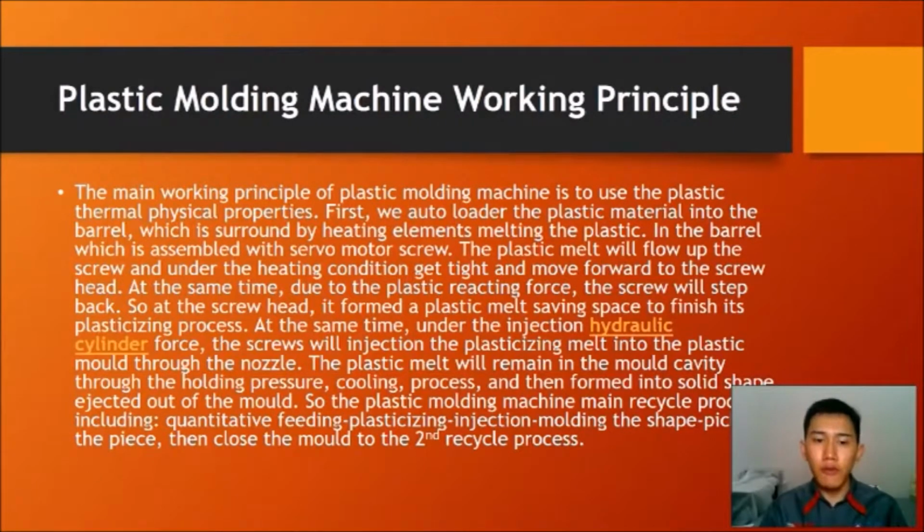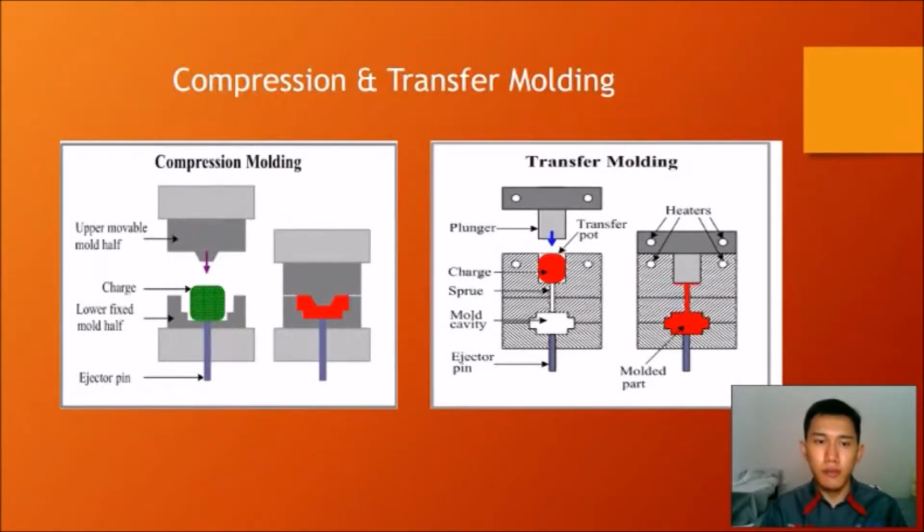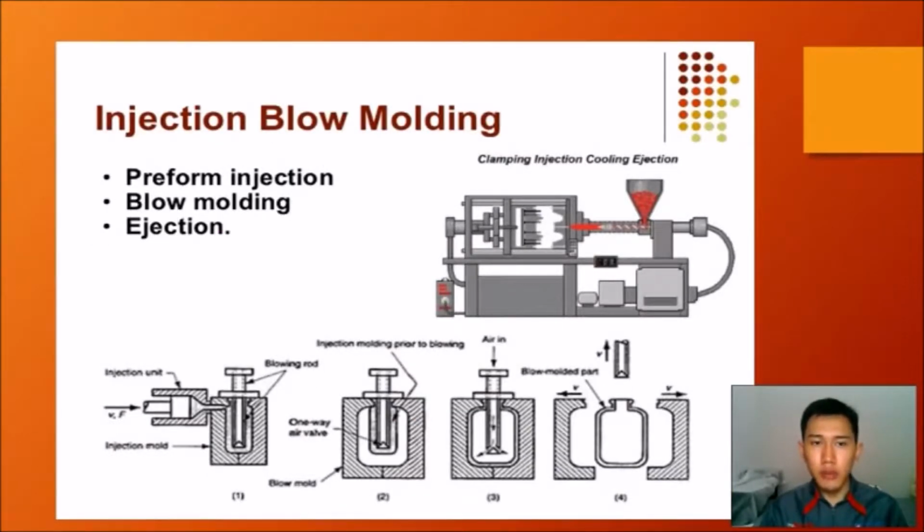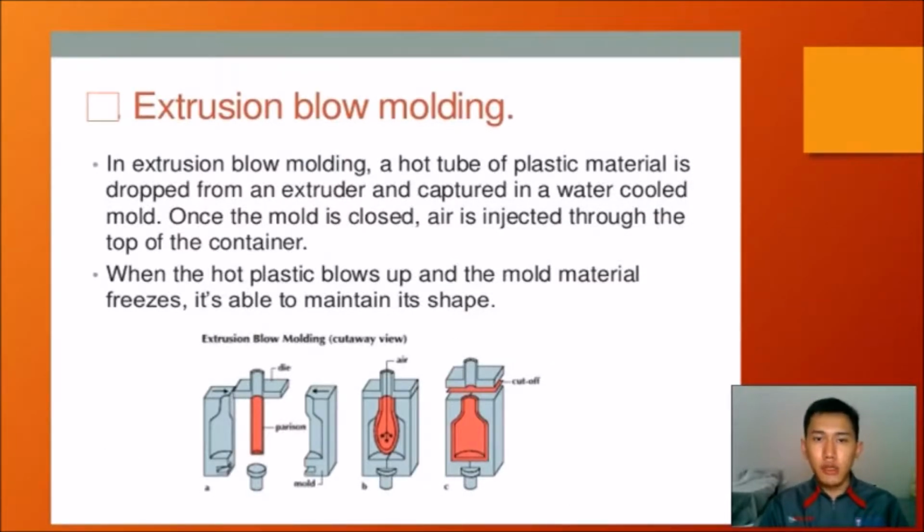At the same time, under the injection hydraulic cylinder force, the screw will inject the plasticizing melt into the plastic mold through the nozzle. The plastic melt will remain in the mold cavity through the holding pressure and cooling process, and then form into a solid shape and be ejected out of the mold. So the plastic molding machine main cycle process includes quantitative feeding, plasticizing, injection molding, picking up the piece, then closing the mold for the second cycle process.